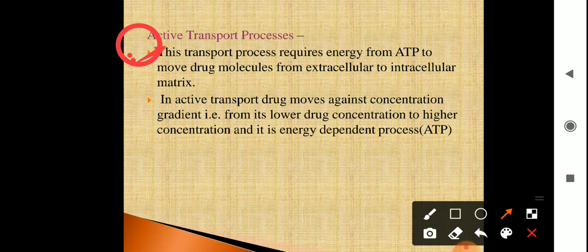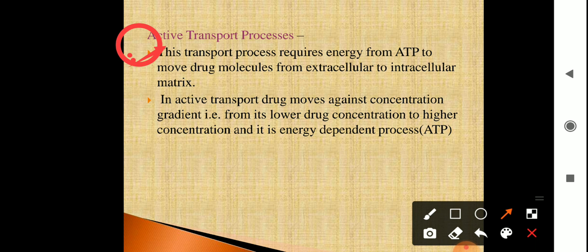So this process requires energy for the transport of the drug molecules, which is obtained from ATP. Okay, so in active transport, the drug moves against the concentration gradient, that is, lower concentration to the higher concentration. In passive transport, what we have seen is the movement of the molecule from the higher concentration to the lower concentration. But in active transport, this is from the lower concentration to the higher concentration. And active transport requires energy, but passive transport does not require energy. This is the difference between these two.